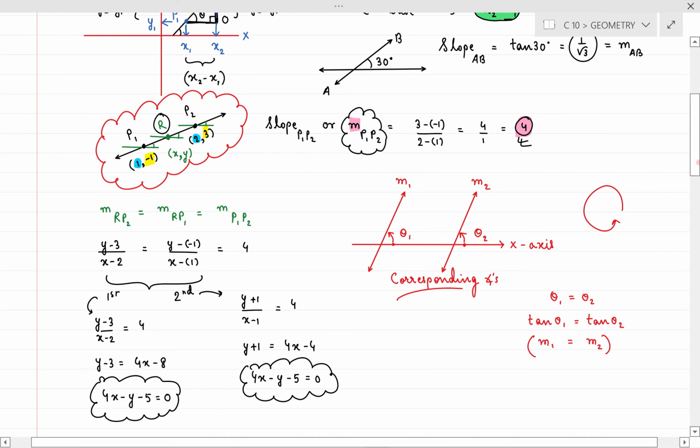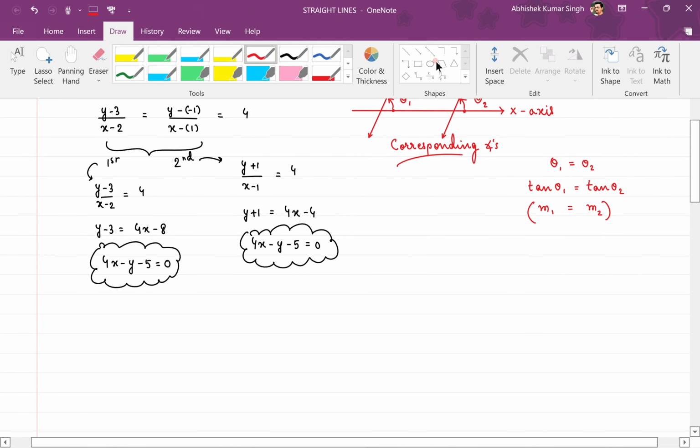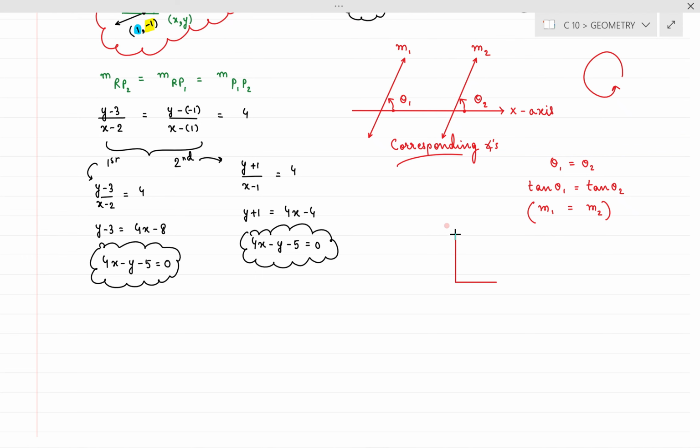Now let us consider another situation where the lines are perpendicular to each other. Suppose these two lines, line L1 and line L2, are perpendicular to each other at this point O. Let us consider slope as m1 and slope as m2. The simple concept is the product of these slopes will give you minus 1.